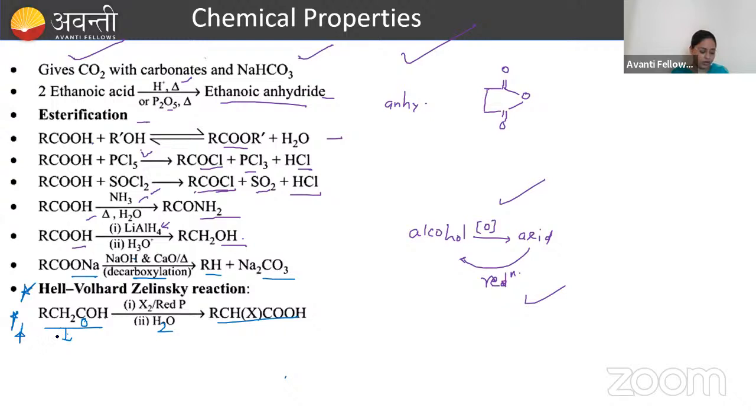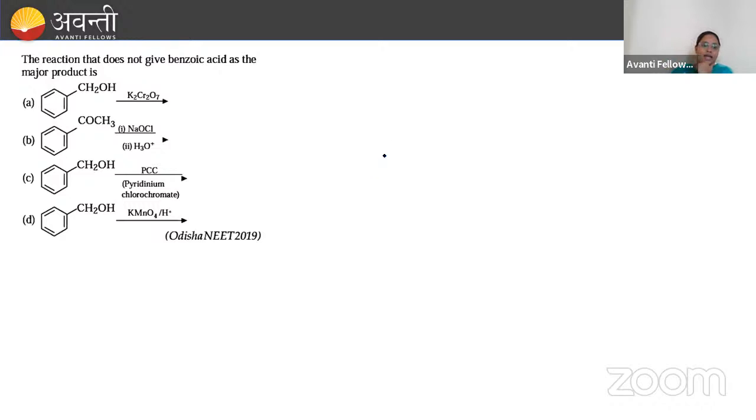Okay, now let's go to the next section. So this is all about carboxylic acid. Very little information, but there are very important questions which are asked from this carboxylic acid. So let's start to solve the problems. First problem, can you tell me the answer of this? Options A, B, C, D.